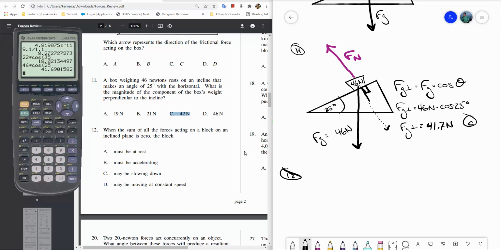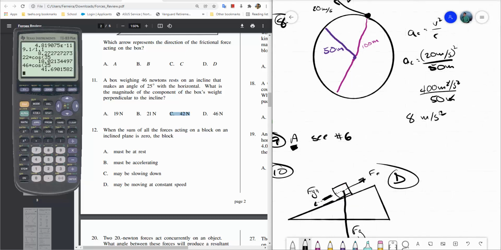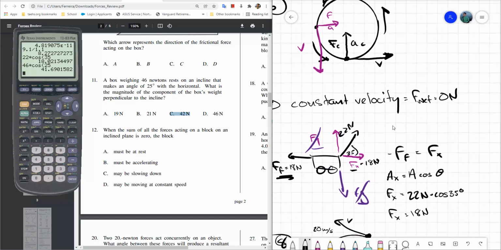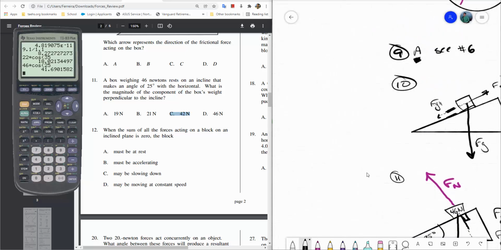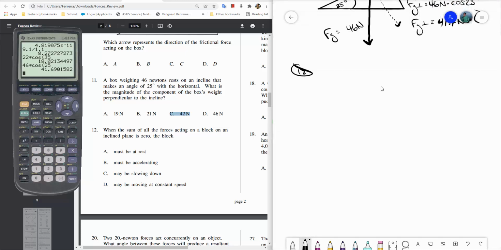Let's do number 12. When the sum of all the forces acting on the block on an inclined plane is 0, the block must be what? Remember we mentioned earlier, if we scroll up to our earlier work, constant velocity means the F net equals 0 newtons. That is key to this question 12. When you take the F net, which means you take all those arrows and add them all up, and they all cancel out, everything comes to 0, everything is balanced.